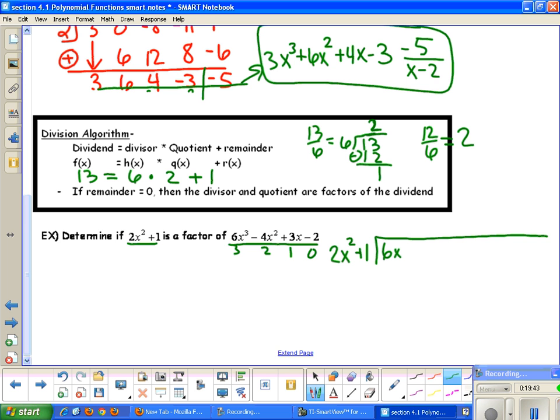So 6x cubed minus 4x squared plus 3x minus 2. Now what you could do is pause the video, and then when you're done, you could hit play and just check your answer, see if you did it right. So for this, like we did last time, I'm trying to see how many times this goes into this first term. So I'm going to do my math off to the side.